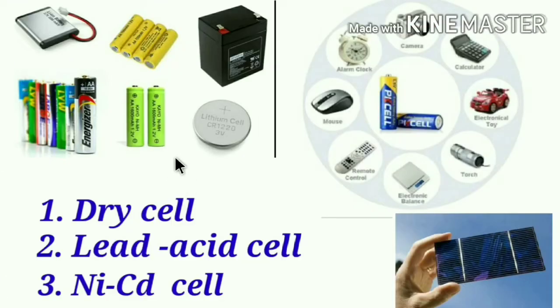Various types of electric cells are available today that you are familiar with. These electric cells are used in cameras, calculators, toys, torches, electronic balances, remotes, mouse, and also wristwatches and clocks. You are also aware of the solar cell. In this lesson, we will study the dry cell, lead acid cell, and nickel cadmium cell.